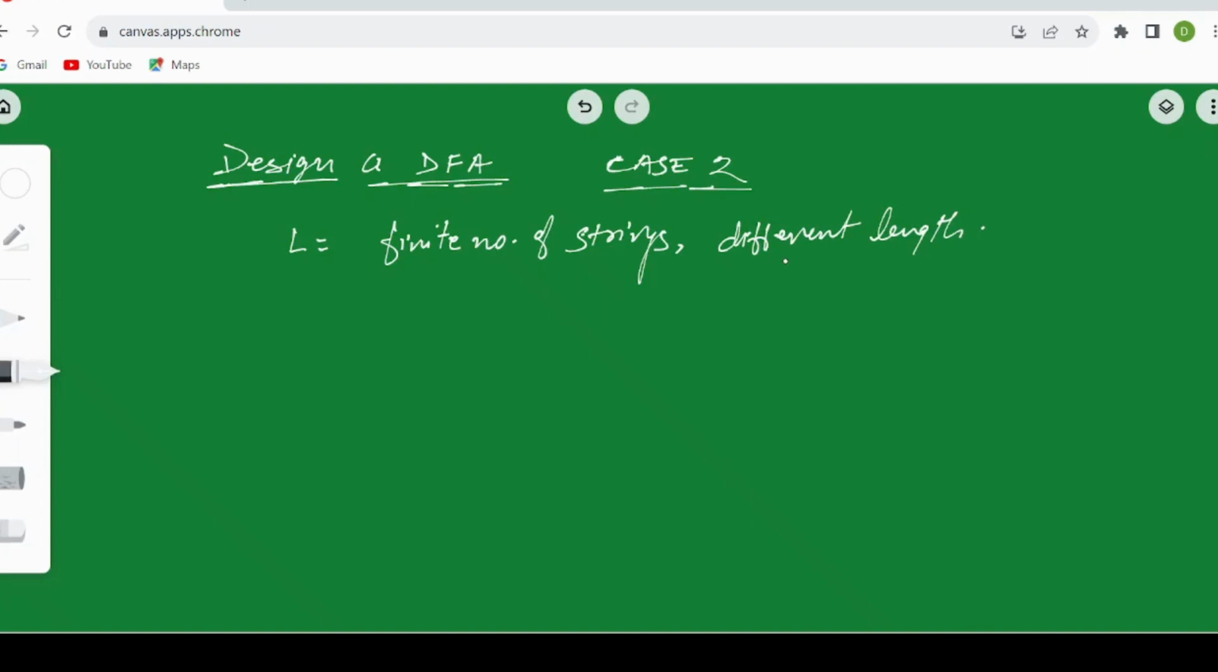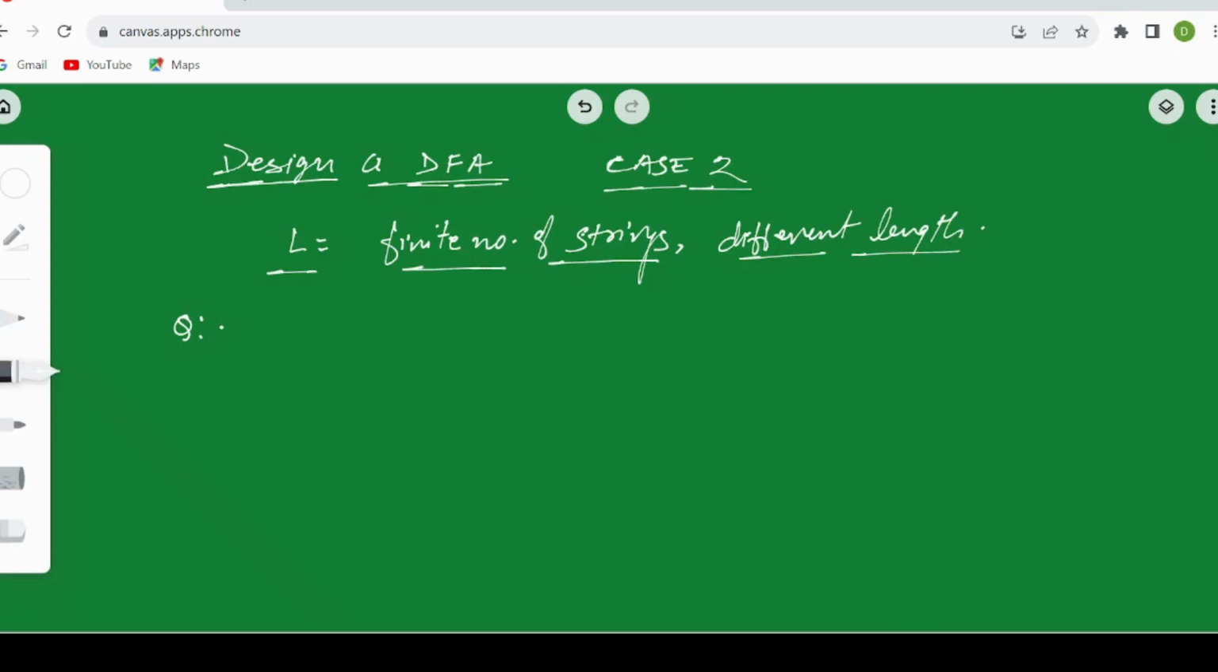In case number 1, where the language contains a finite number of strings of the same length, we have already seen that case in the previous lecture. In this lecture, we will look at the language in which we have a finite number of strings, but those strings are of different length. For example, some of these strings are of length 1 and some are of length 2. So let's take it with the help of an example.